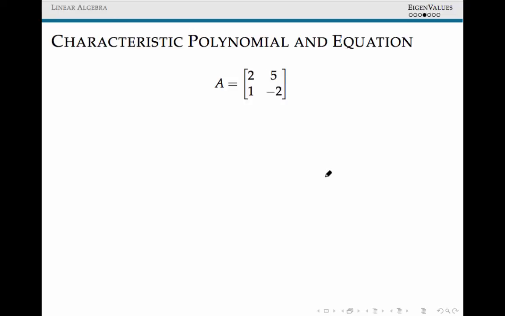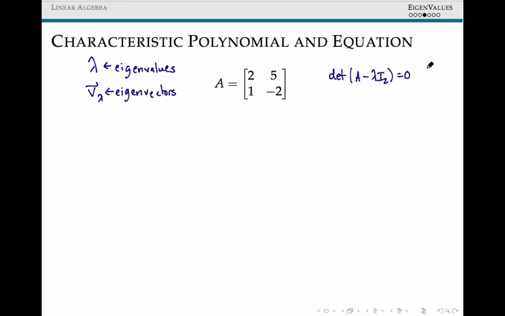So I've put a matrix A on screen, and we know from the previous slide the way that we can get to at least our eigenvalues, and remember this is the amount that we're scaling by, and from there to our eigenvectors, which will be the things that are actually being scaled. We're going to have to start with the eigenvalues and move from there to the eigenvectors. So we're going to use the determinant of A minus lambda I2 equals zero to actually figure out what our eigenvalues lambda are going to be.